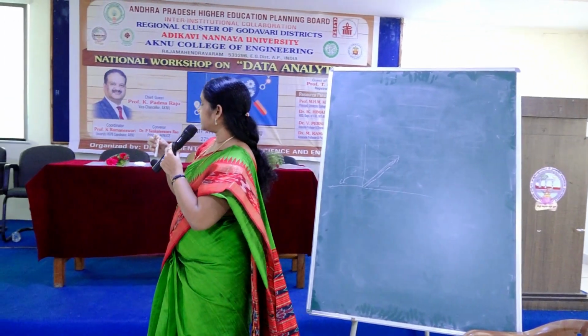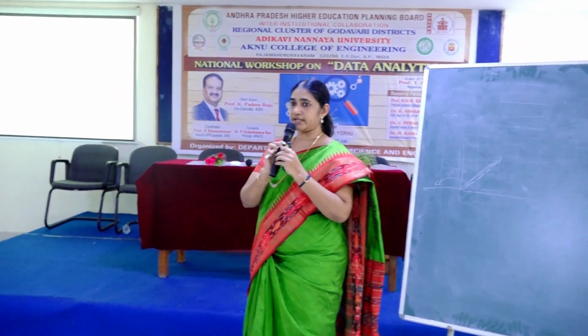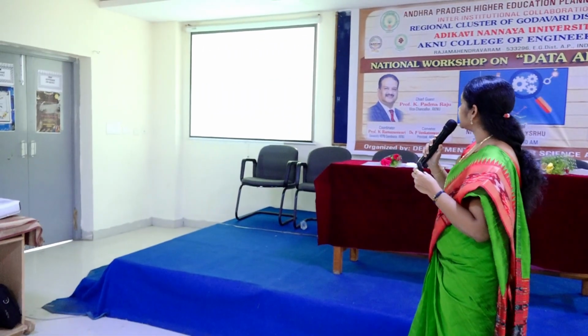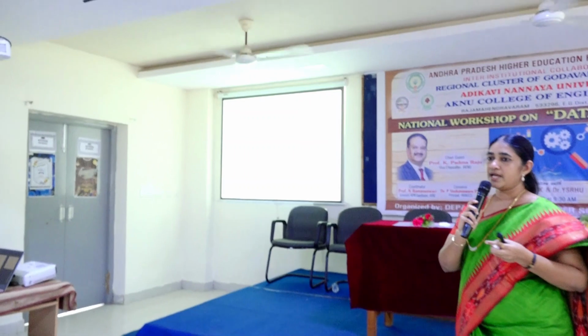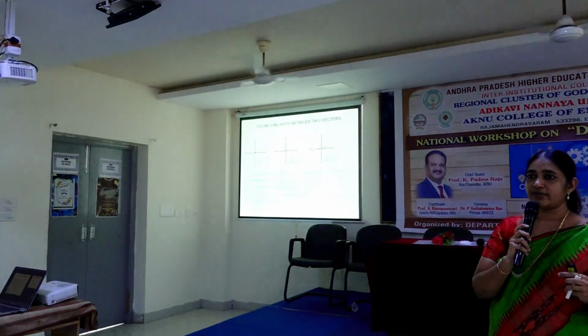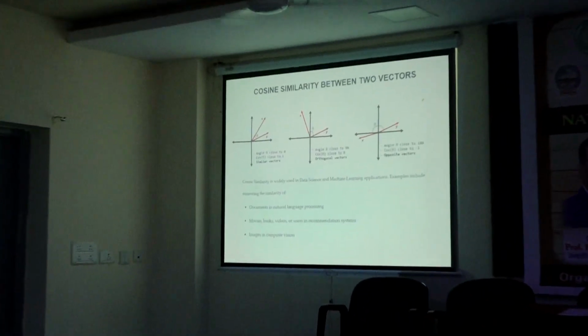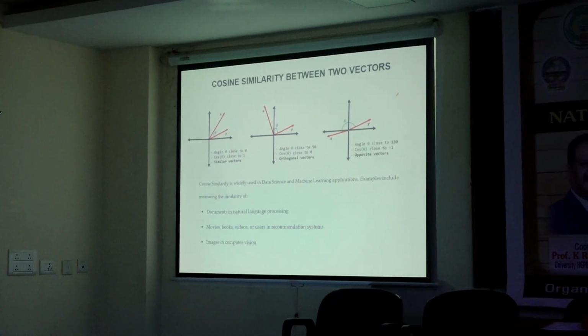Here you can see the cosine similarity between the two vectors. The focus is on x and y, and if the cos theta angle is 0, they are very related. If the angle is very large, they are not related.